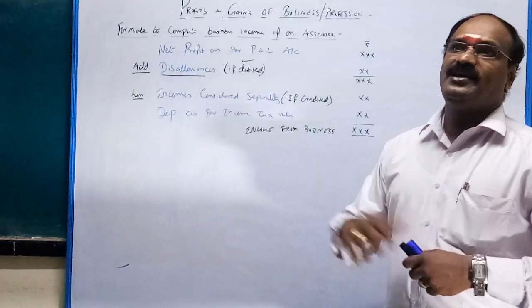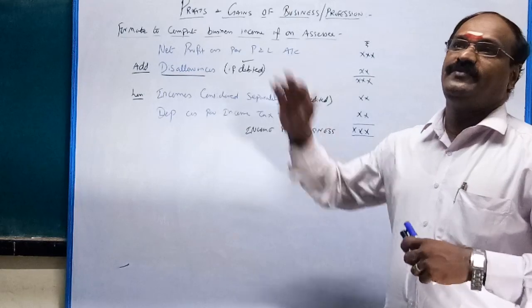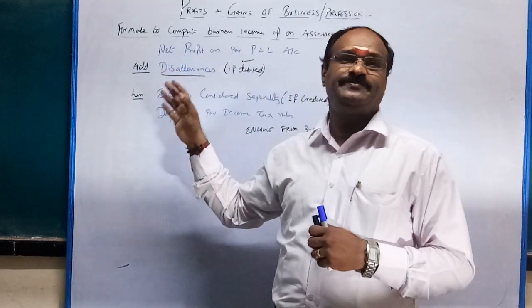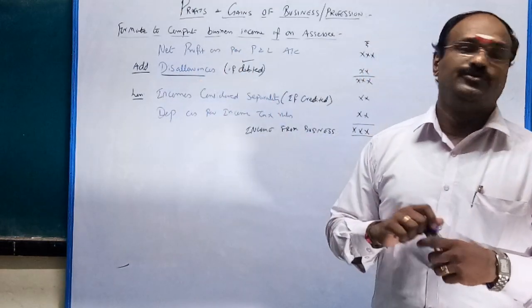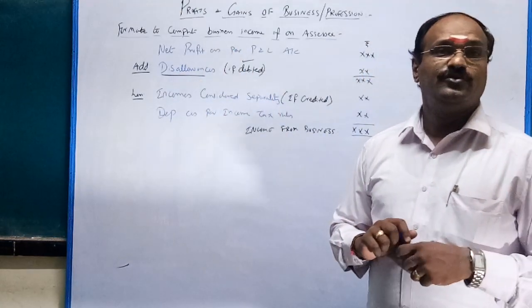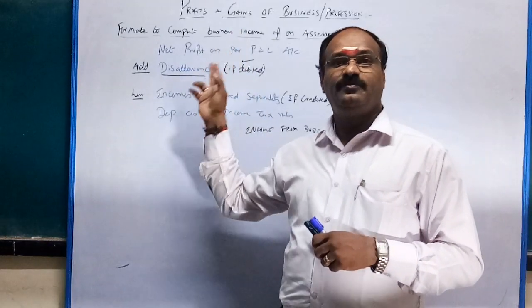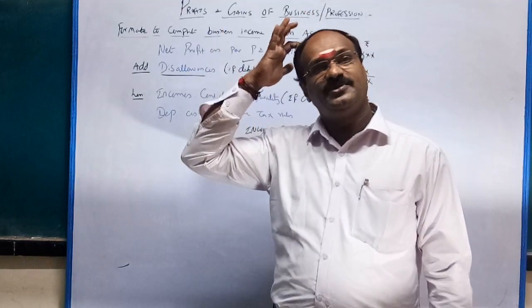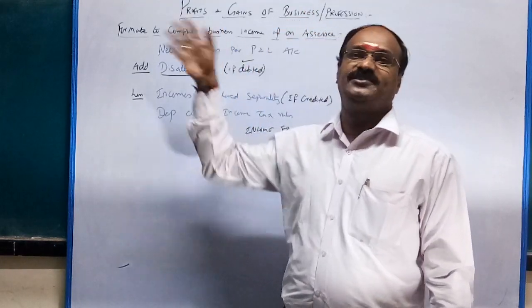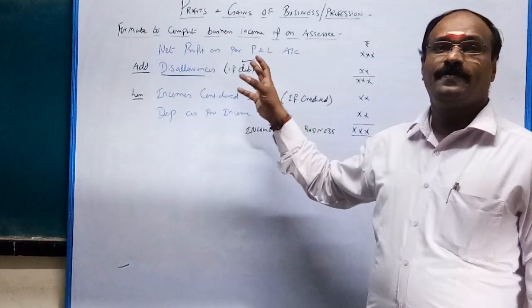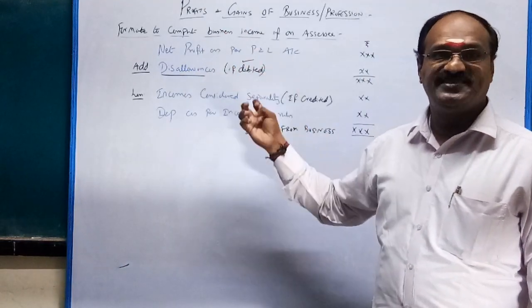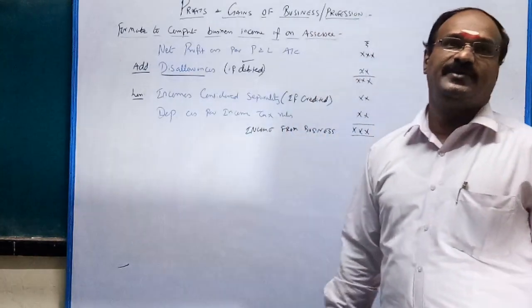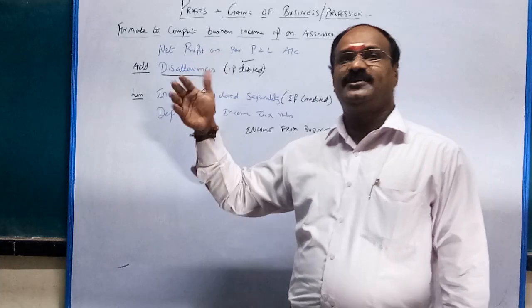As far as the P&L account is concerned, depreciation debited is as per the Companies Act. So what are you going to do? Depreciation debited in P&L is first disallowed. Why, sir? Because depreciation as per the Companies Act you have to disallow. We are computing business income for income tax purposes, thereby depreciation as per the Companies Act you have to disallow.